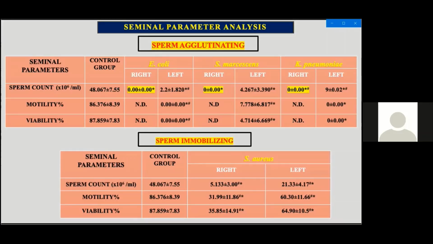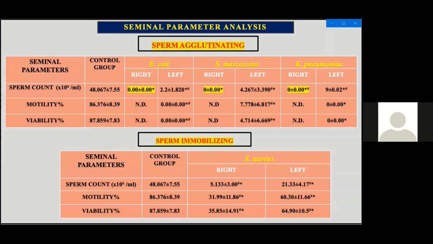In case of the sperm-immobilizing microorganism Staphylococcus aureus, again the sperm count was significantly lower as compared to the control group, but it did not lead to complete azoospermia. On the right hand side the count was 5 million, whereas on the left hand side the count was 21 million, as compared to 48 million in the control group.